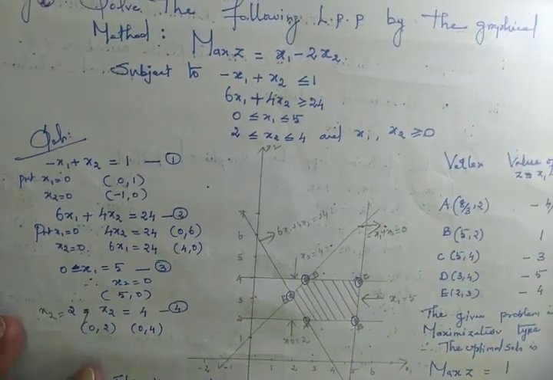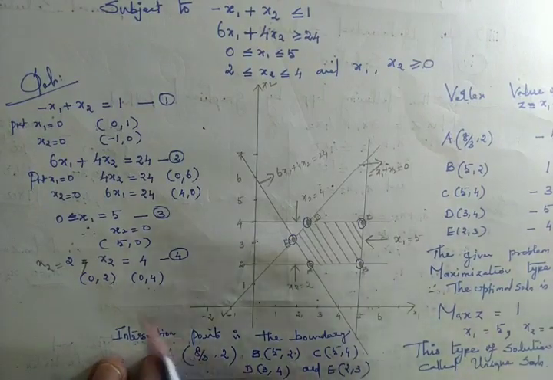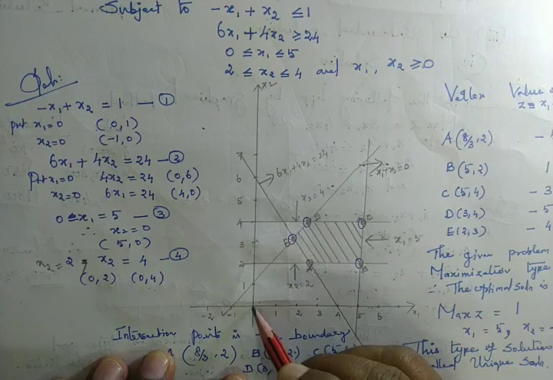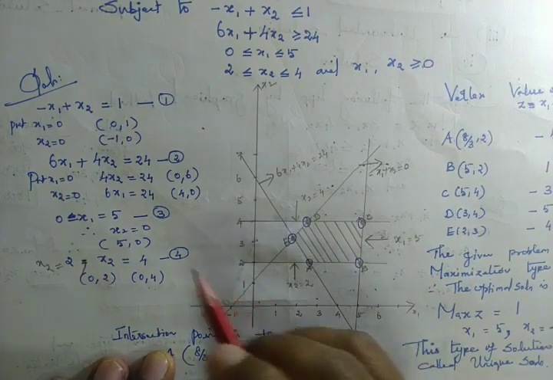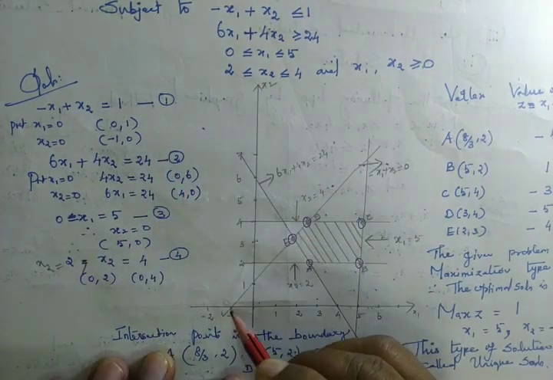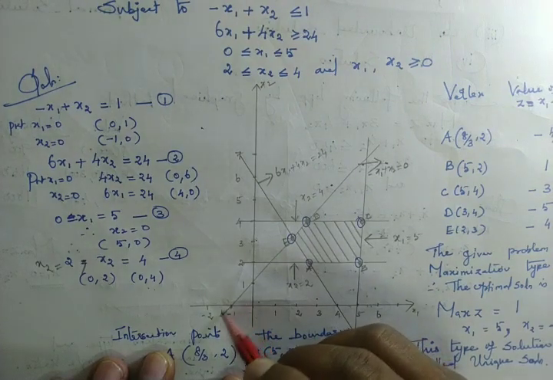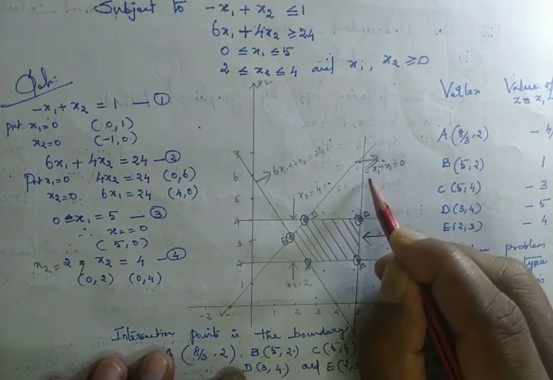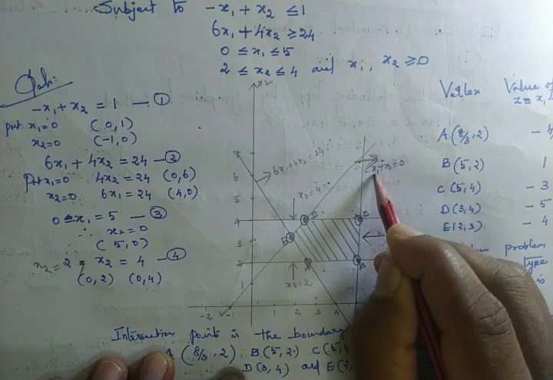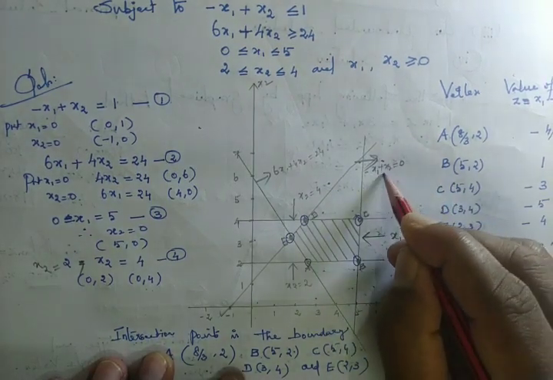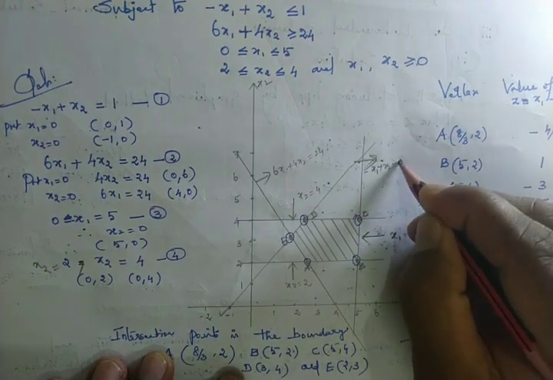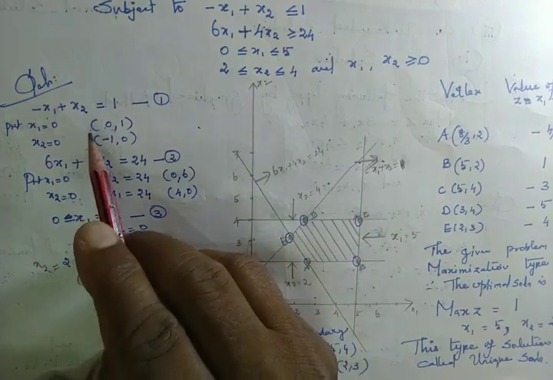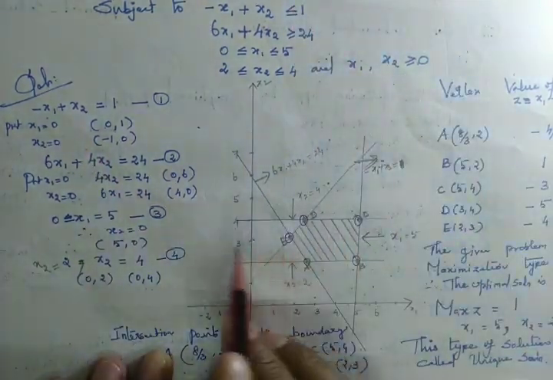If you plot the points in the graph, here the first one says 0, 1. And the second one comes minus 1, 0. You are joining these 2 points. You are getting a line equation of this. This one gives the line equation of minus x1 plus x2 equal to 1. Now here the first one says less than.